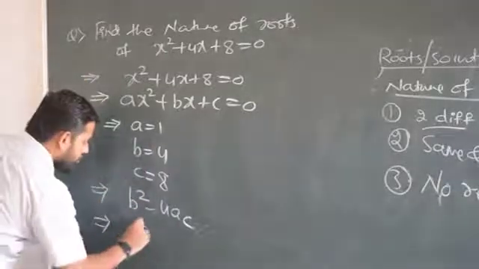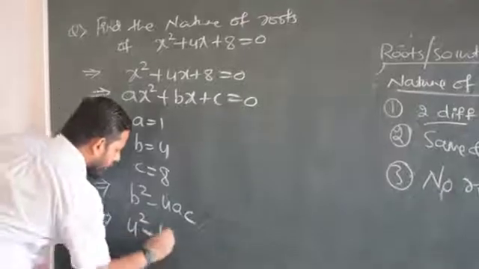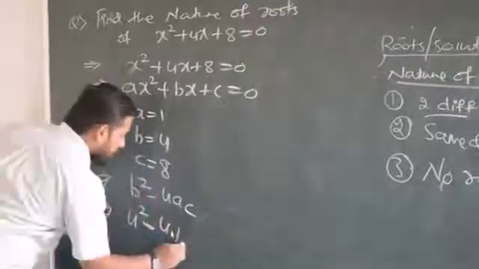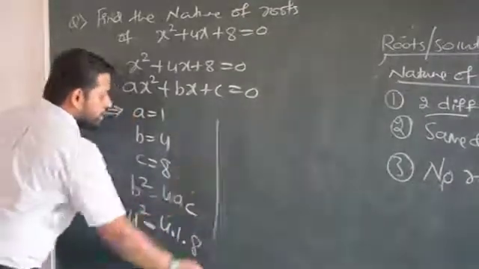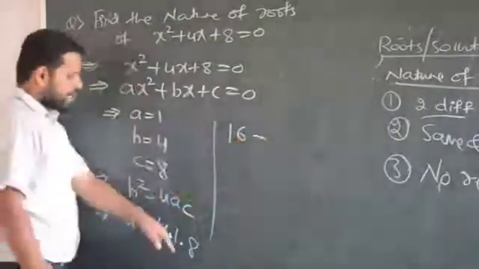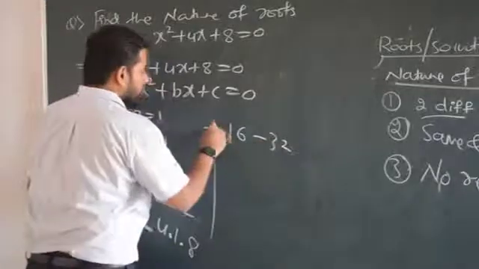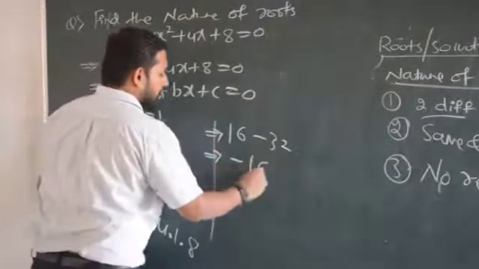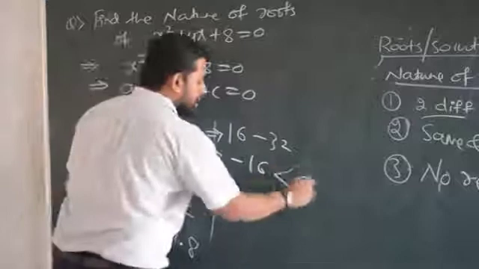b square means 4 square minus 4 into a, which is 1, and c, which is 8. So 4 square is 16, 4 times 8 is 32. So 16 minus 32 is minus 16. Minus 16 means it is less than 0, no?